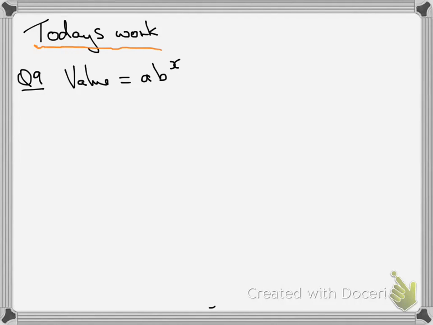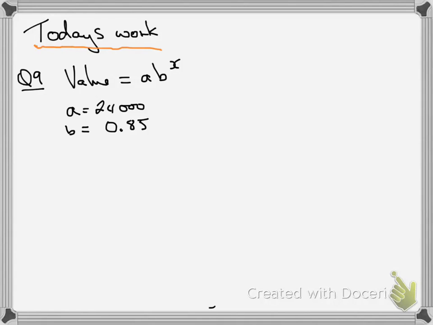Now from the question, you were told the value equals, and I've written down ab to the power of x, because it says it had an initial value. So straight away we know that the initial value a was 24,000. And then it decreases by 15% a day, so I'm straight away going to write the value of b down as being 0.85.